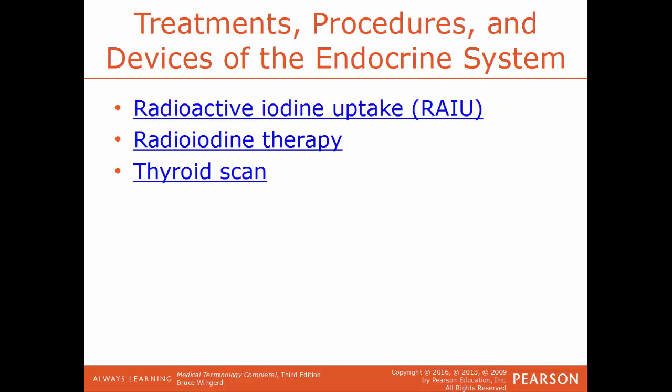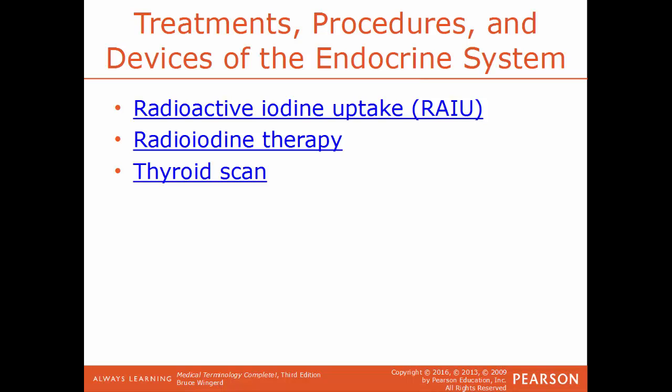RAIU, radioactive iodine uptake. This is a radiologic test that will evaluate the thyroid function and how well the thyroid gland actually uses iodine. That's related to our next term, radioiodine therapy. This is a treatment used for correcting hyperthyroidism. In hyperthyroidism, there's too much thyroid hormone being made, so being exposed to radioactive iodine will destroy those cells. And once those cells are destroyed, the levels of thyroid hormone go down because there's fewer cells present to make that hormone.